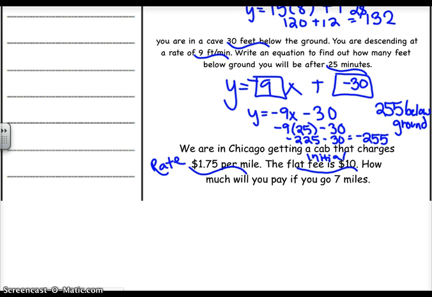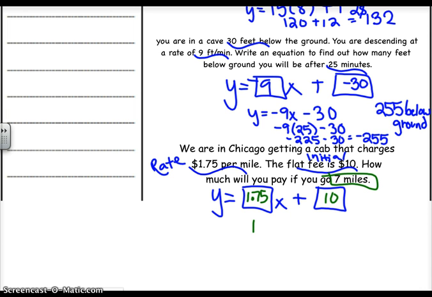So with today's homework, you have to write the original equation. I have to see x in there no matter what. So you're going to go y is equal to something times x plus something. And this is my rate. My rate is $1.75. And my initial is 10. So I have to see that equation. And then the plug-in part. So it says how much would we pay for 7 miles? You would go $1.75 times 7 plus 10.